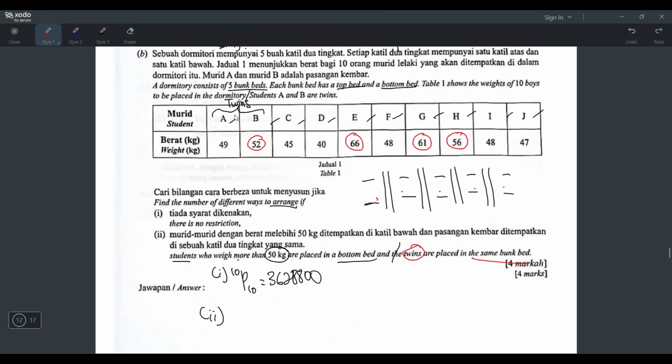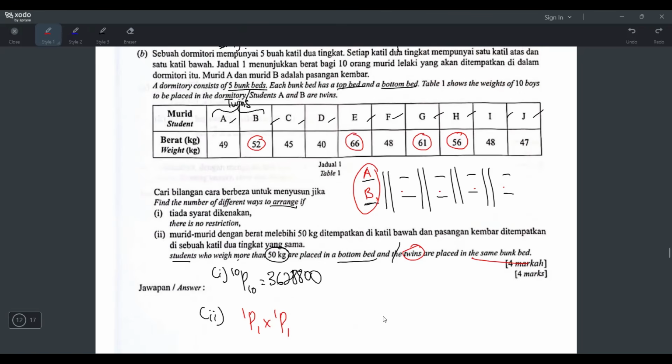But you can see the twins are just A and B, right? And one of the twins is 49 kg, the other, B, is 52. That means for the twins, B has to be at the bottom already, and then A at the top already. So for this it will be 1P1, 1P1 like that. But it's not necessarily that AB sleep in this bunk bed. It can also be here, right?